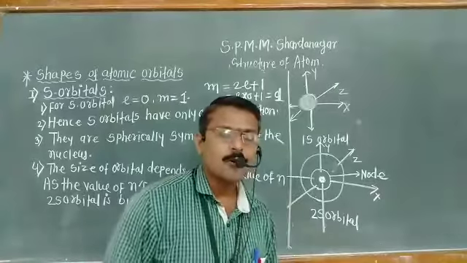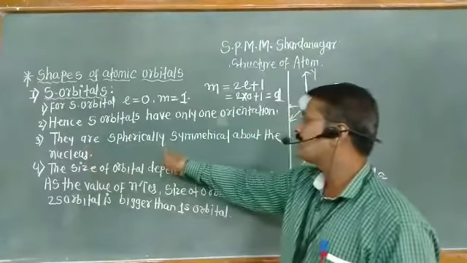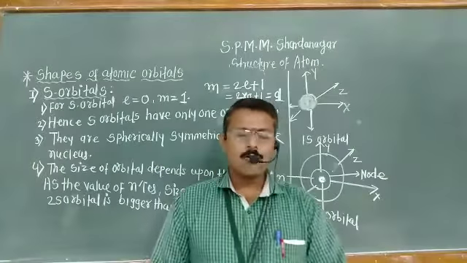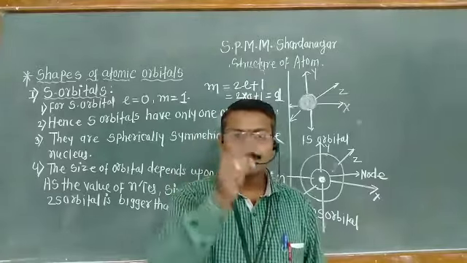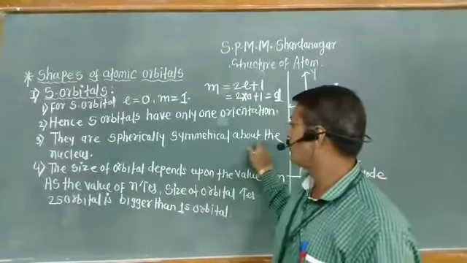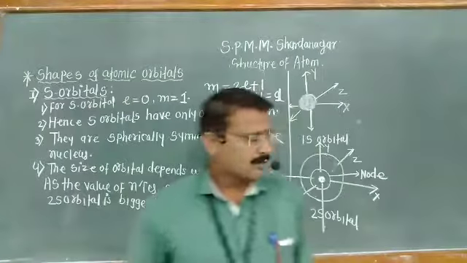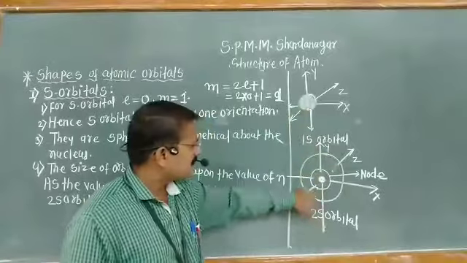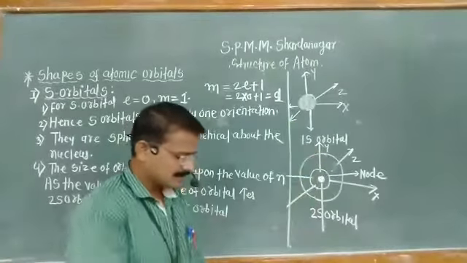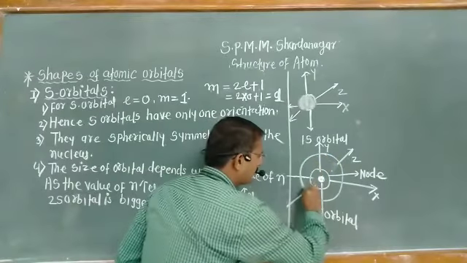What is the shape of the orbital? It is spherical. Here we have written that it has spherical symmetry about the nucleus. The shape of the orbital is spherical and it is symmetrical about the nucleus. When we observe this figure and this figure, this is the shape of the 1s orbital and this is the shape of the 2s orbital.